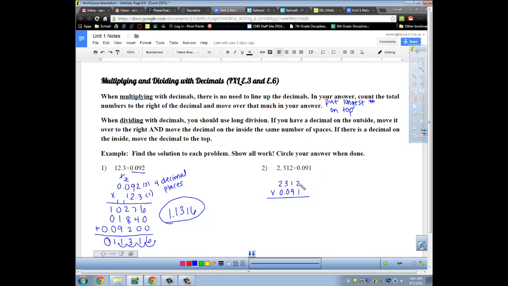And then start with multiplying everything by this 1. So 1 times 2 is 2, 1 times 1 is 1, 1 times 3, 3, 1 times 2 is 2. Moving down, put my placeholder.